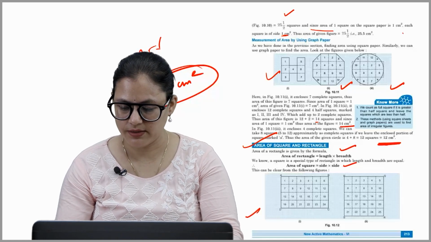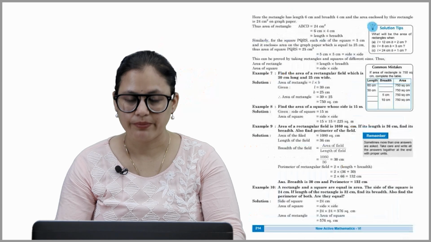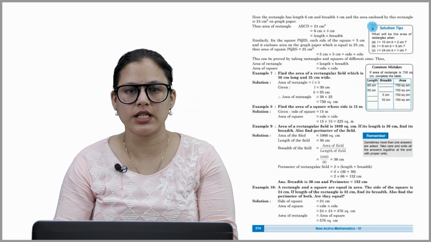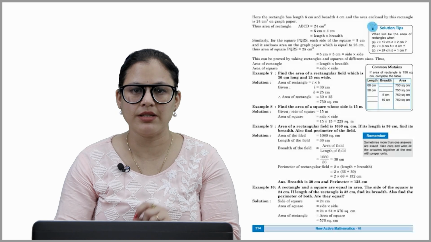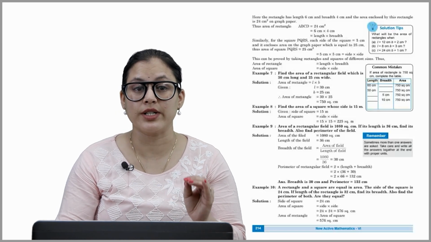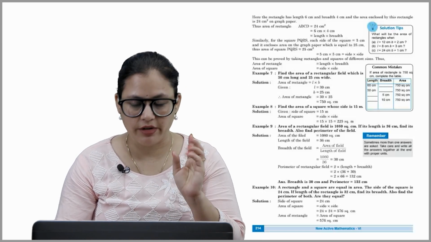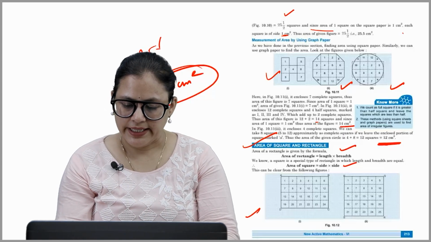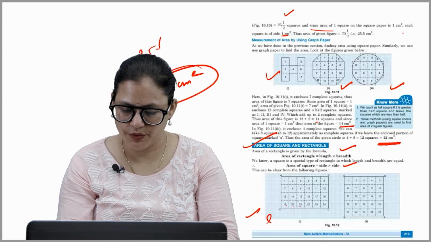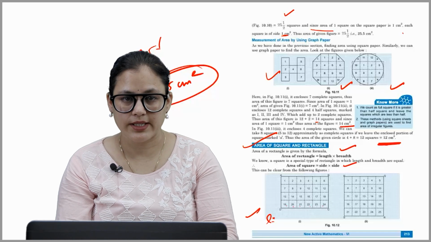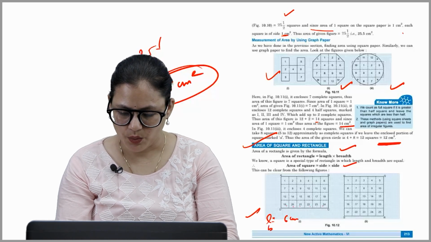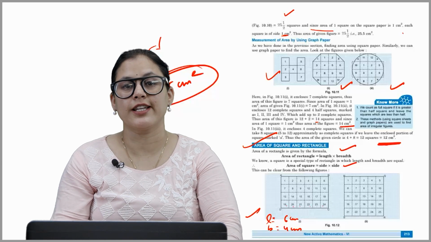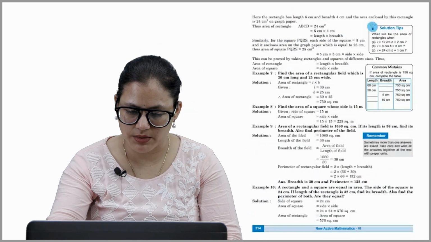See these two figures. Here, the rectangle has length 6 centimeter and breadth 4 centimeter, and the area enclosed by the rectangle is 24 centimeter square on graph paper. Have a look. See, length 1, 2, 3, 4, 5, 6, right, 6 centimeter, and breadth 1, 2, 3, 4. So, the area of rectangle is length into breadth, that is 24 centimeter square.